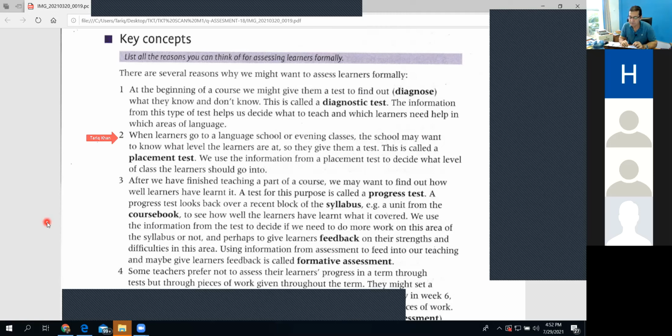Sujika, is it clear? Yes, so tell me, where do we use this diagnostic test? The placement test is okay. Then in which places do we use this test, generally?